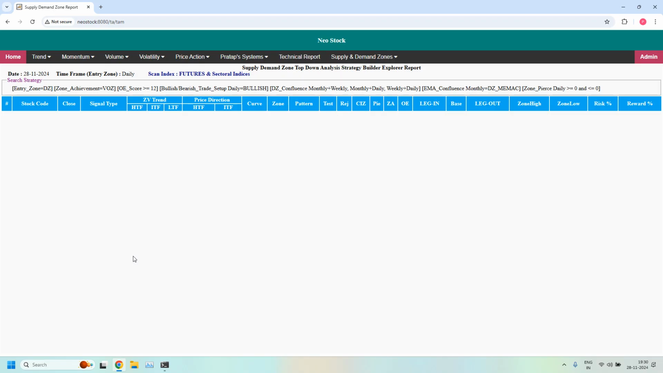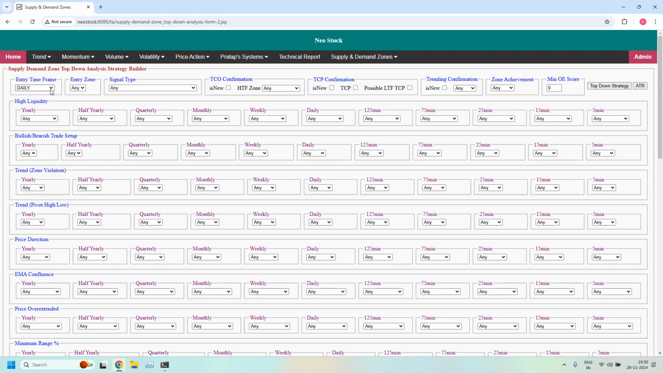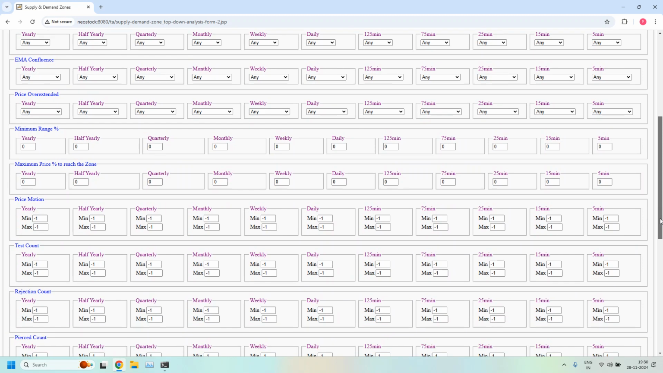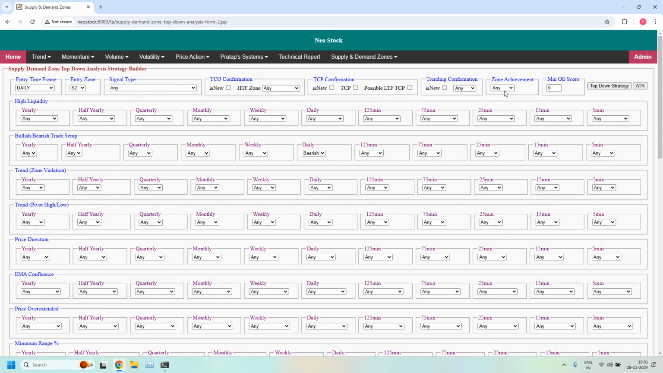Next, bearish trade setup for monthly income trade. Entry time frame is daily, entry zone, supply zone. In bullish or bearish trade setup at entry time frame daily, I am selecting bearish. This daily supply zone should not be pierced. So in the pierced count at daily time frame, I am setting minimum value 0, maximum value 0. Zone achievement violated opposing zone, minimum odd enhancer score 12. All 3 filters are applied to daily supply zone.